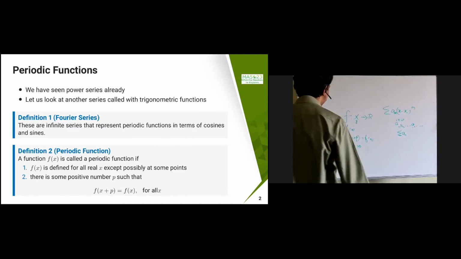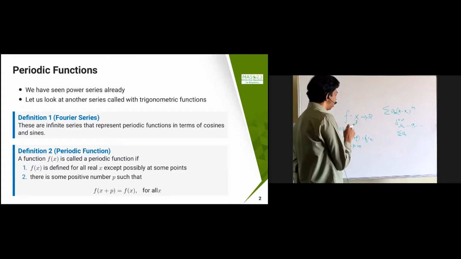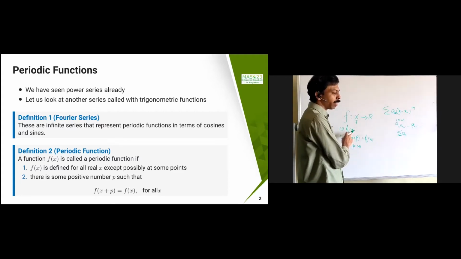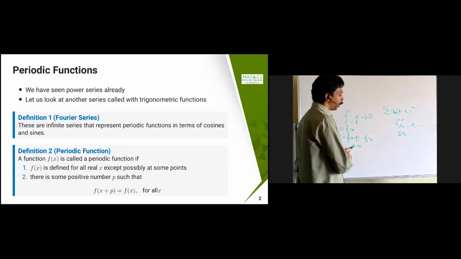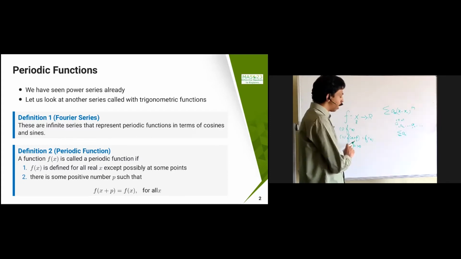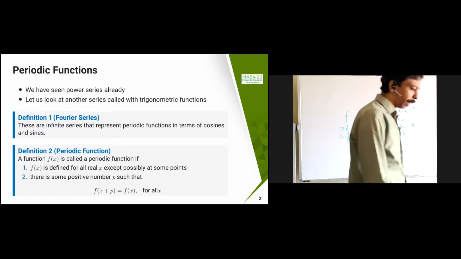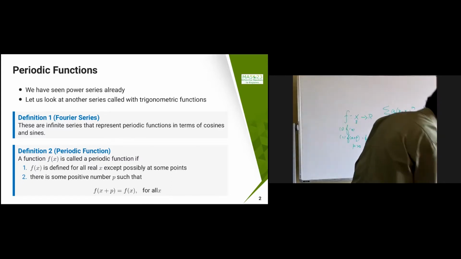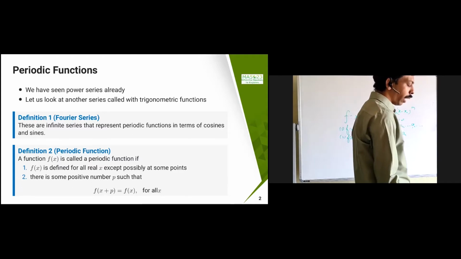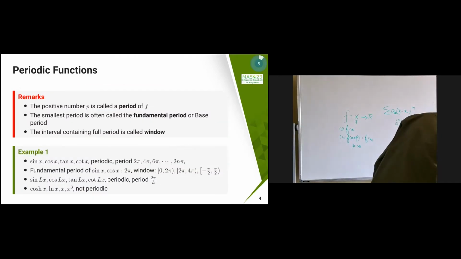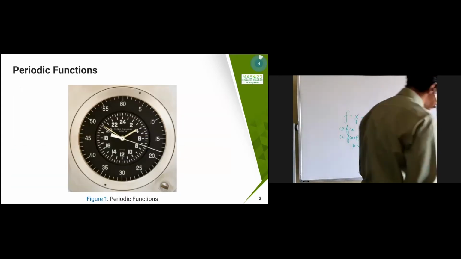A function is periodic if f of x is defined for all x except possibly at some points, and there is some p greater than 0 such that f of x plus p equals f of x. For all x, this would be satisfied. Then we say this function is periodic. For example, you can take the sin x function.